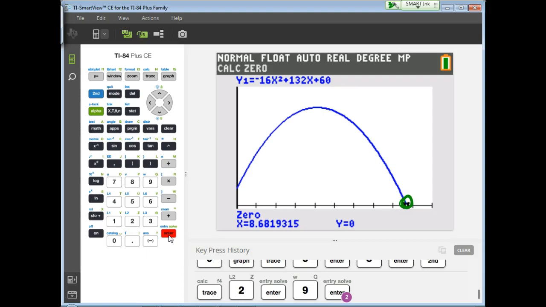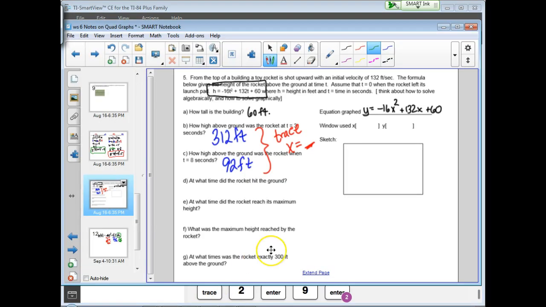Alright. So on my notes, I'm going to write down what we did there. It was, I already forgot, 8.68 seconds. So we found that by going to, this time we went to second trace, which is the calc menu. And then we chose number 2, which is the 0 finder.